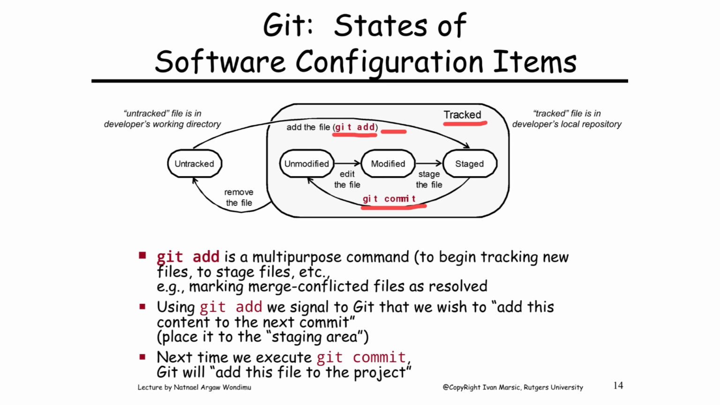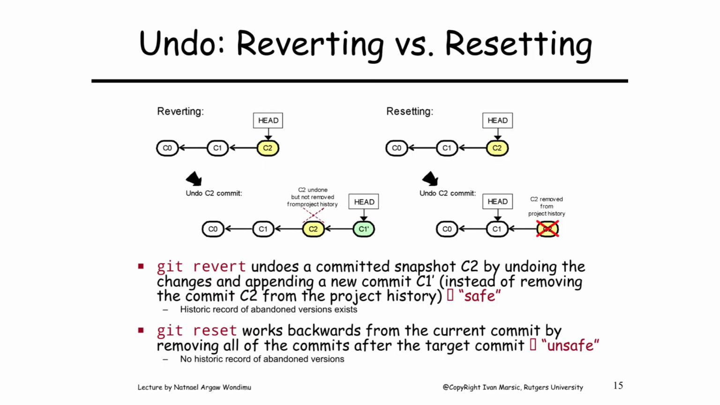That being said about the states of software configuration items and the summary of the commands that we have used for Git management or version management, now let's again revise the concepts that we have discussed before, which are undoing mistakes. I already discussed this one. We have two major options. The first one is reverting and the second one is resetting, okay?